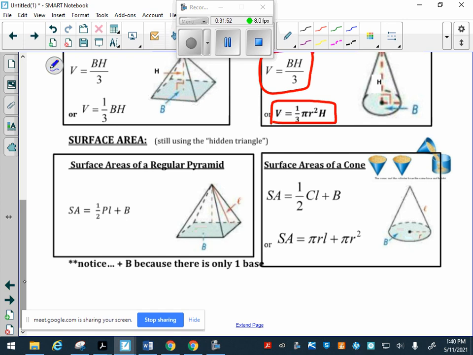Now, think about this formula and why it makes sense. Let's go back to PH plus 2B. Remember that one? Surface area of a prism. PH plus 2B. Isn't this cool? I can take this out and unfold it. This is called a net. The net of a prism is like this flattened pattern.